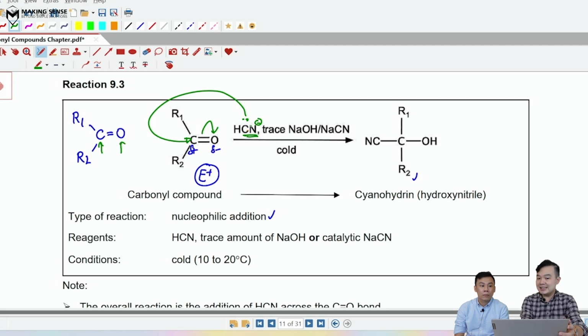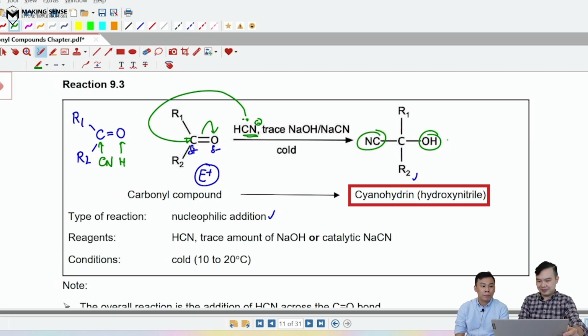And as we saw that the CN is performing the nucleophilic attack, the CN is going to be bonded to the C, and the remaining H from the HCN will be bonded to the O. And as a result, you're going to get an alcohol and a nitrile group on the final organic product. This is what we call a cyanohydrin.